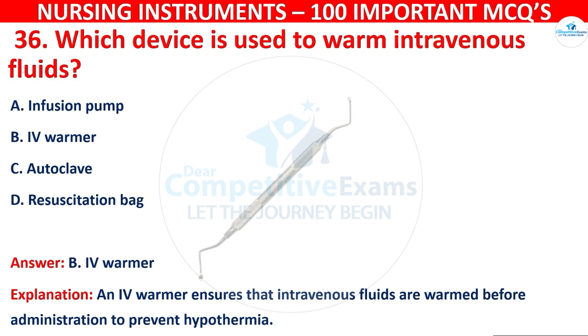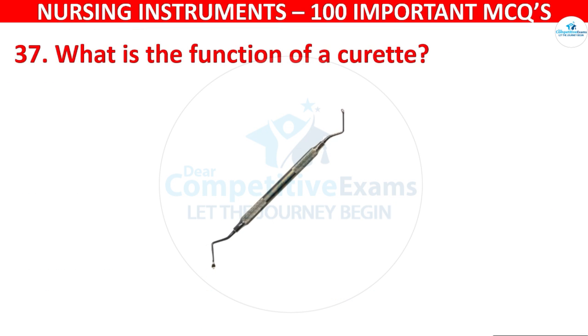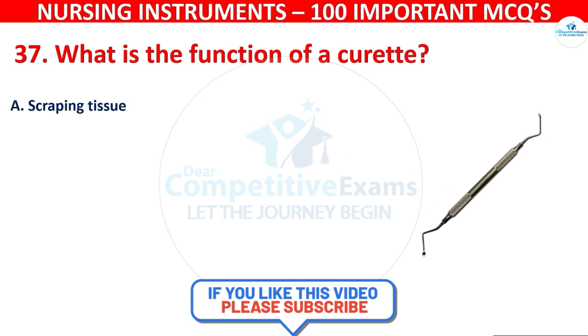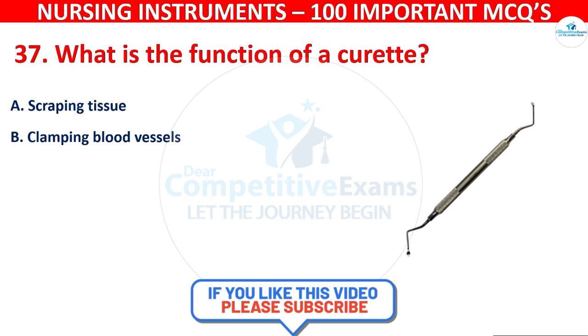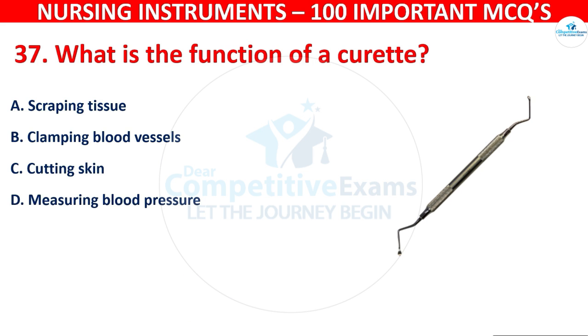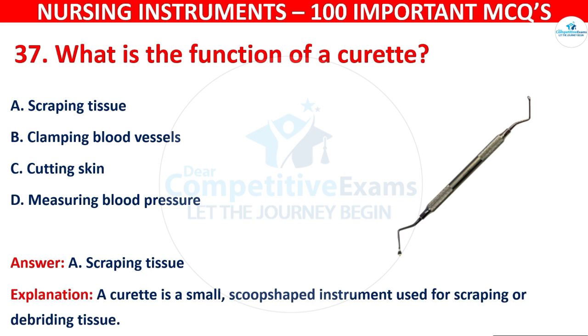Question number 37. What is the function of a curette? Your options are scraping tissues, clamping blood vessels, cutting skin, or measuring blood pressure. The correct answer is A, that is scraping tissue. A curette is a small and scoop-shaped instrument used for scraping or debriding tissues.